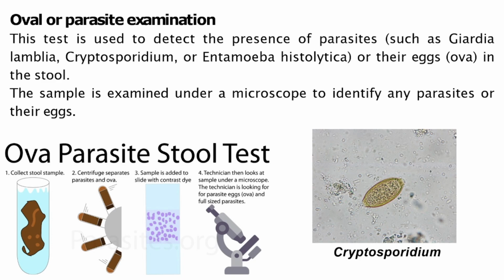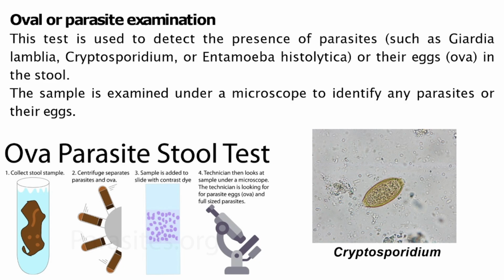In actual, this test is used to detect the presence of parasites such as Giardia, Cryptosporidium, Entamoeba histolytica, Lamblia. These all are the parasites which are going to be detected by this method. And this method is called ova and parasite examination, or their eggs, ova, in a stool. The sample is examined under a microscope to identify any parasites or the eggs.